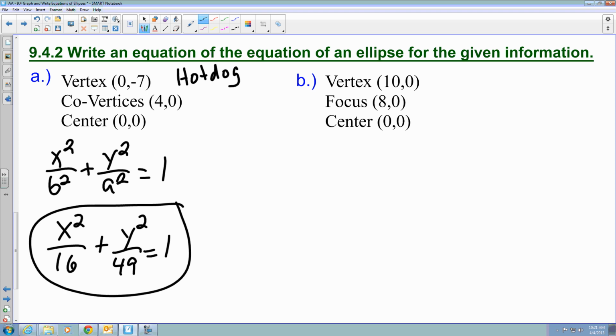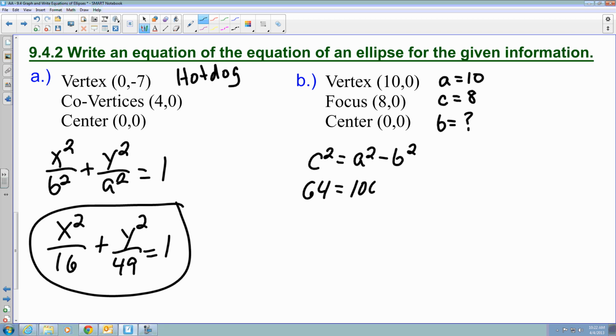For b, what they give us is the vertex of 10 comma 0, so that means that we know that a equals 10, and then the foci is 8 comma 0, so I know that c equals 8. The only thing is I don't know what b is. But I know I can go c squared equals a squared minus b squared. So I can go 64 equals 100 minus b squared. So subtract 100 from both sides gives me negative 36 equals negative b squared, and so b is going to equal 6.